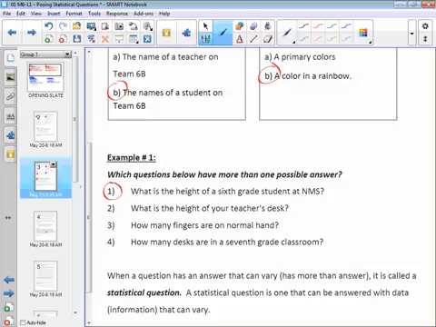What about the height of my desk? Only one answer. Don't circle it. Fingers on a normal hand.